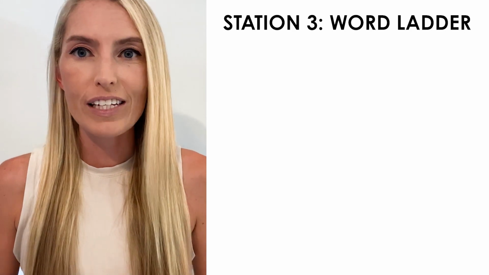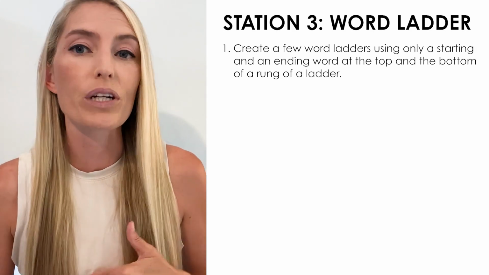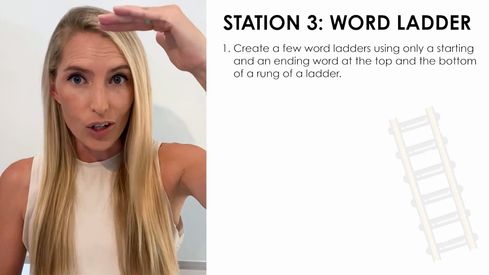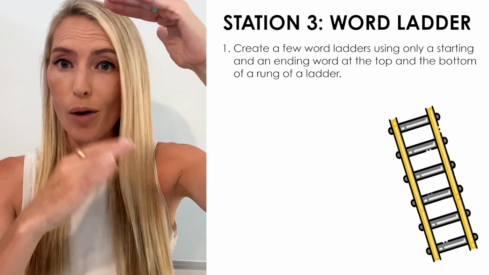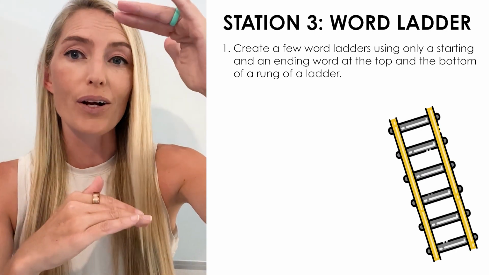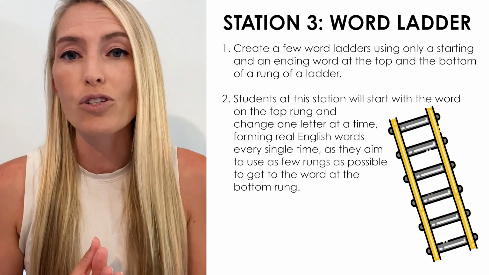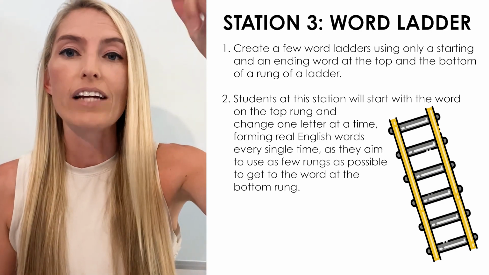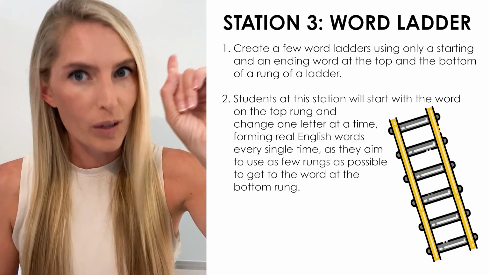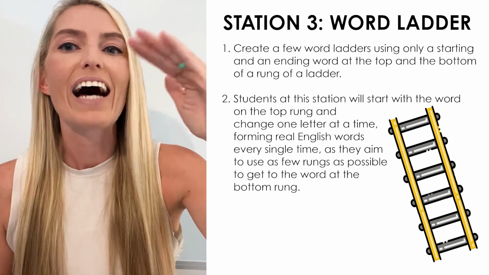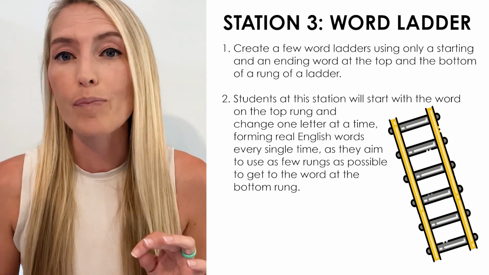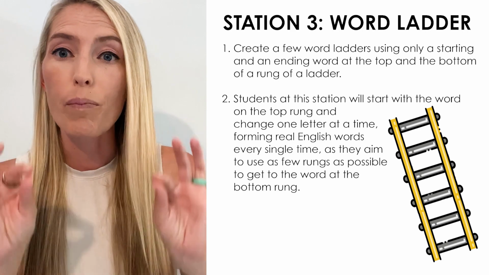Station number 3, word ladders. So to prepare for this station, you'll create a few word ladders using only a starting and an ending word at the top and the bottom rung of a ladder. So students at this station will start with the word on the top rung and change one letter at a time, forming real English words every single time, as they aim to use as few rungs as possible to get to the word at the bottom rung.